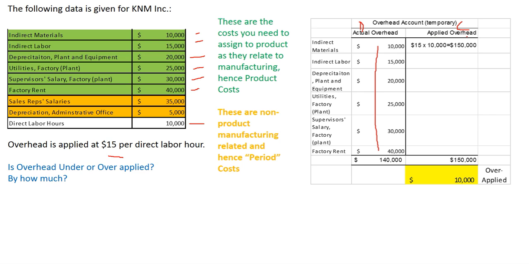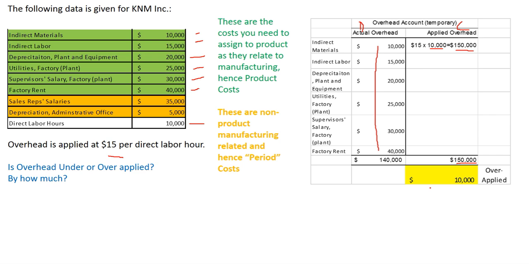On the applied overhead side, what we are doing is we are applying overhead at $15 per direct labor hour multiplied by the activity base, 10,000. So the applied overhead turns out to be $150,000. If I add the actuals up, it is $140,000 actual overhead versus $150,000 applied overhead. I clearly applied overhead more than the actual, so it's over applied.